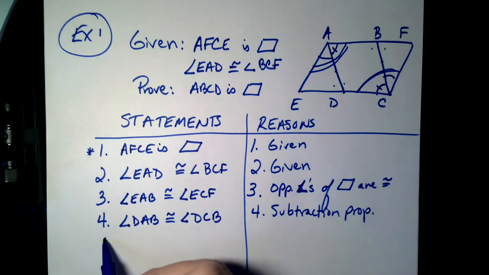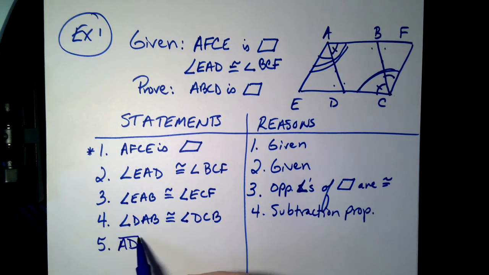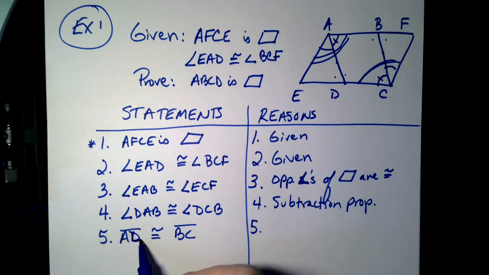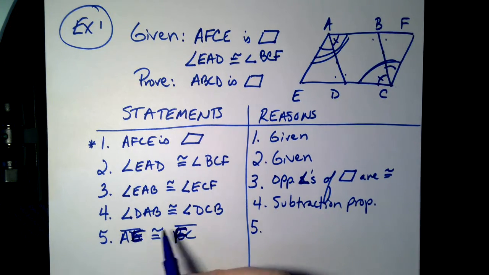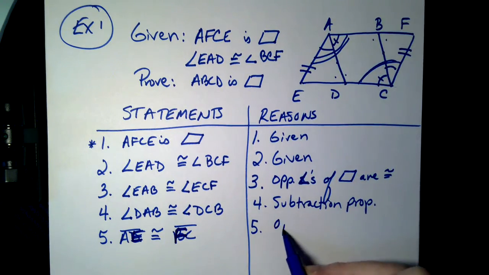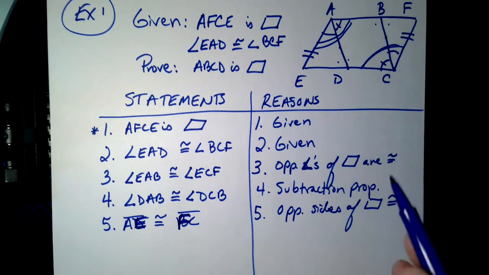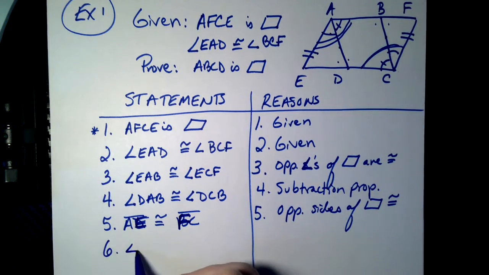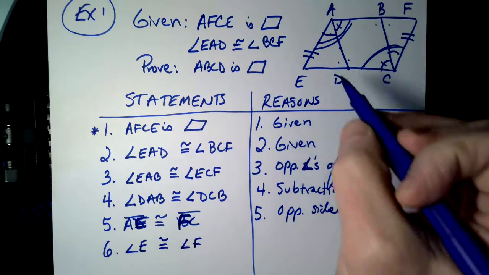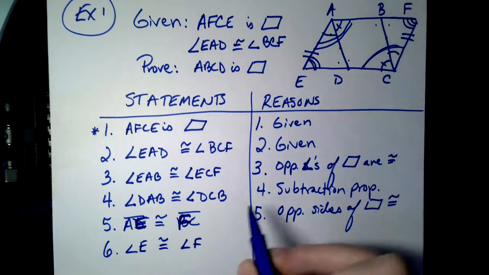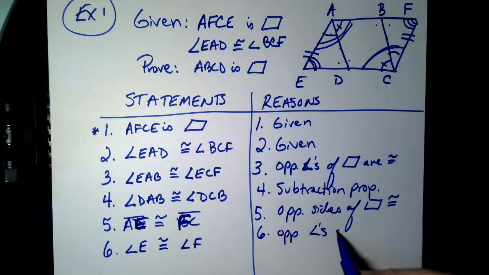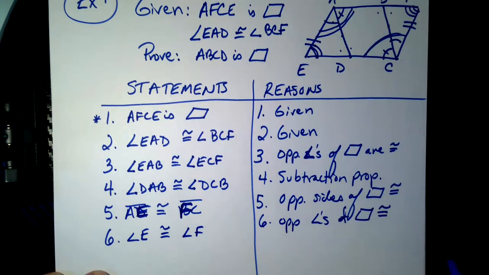I am still going to need the triangles congruent, so I'm going to say AD is congruent to BC. I'm sorry, I shouldn't do AD. This isn't a parallelogram. Let's go AE. That's better. AE is congruent to FC. Sorry about that. I'm looking at the wrong shape. AE is congruent to FC. And I can put opposite sides of parallelogram congruent. I got an angle, and I can go angle E congruent to angle F. You guys probably saw that earlier than I did. Opposite angles of parallelogram congruent.